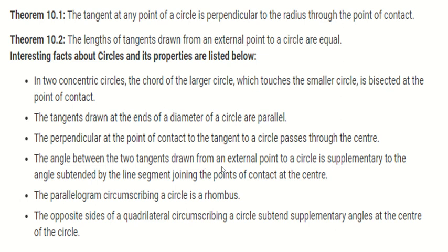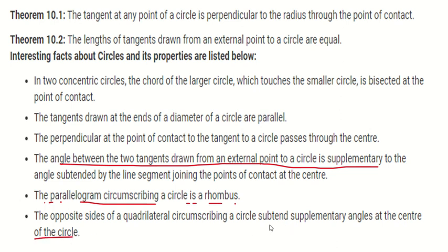Next, the angle between the two tangents drawn from an external point is supplementary. This is very, very important. The angle between the two tangents drawn from an external point to a circle is supplementary to the angle subtended by the line segment joining the points of contact at the center. A parallelogram circumscribing a circle is a rhombus. The opposite sides of a quadrilateral circumscribing a circle subtend supplementary angles at the center of the circle.